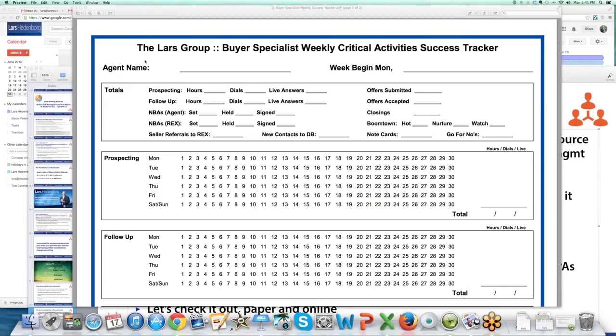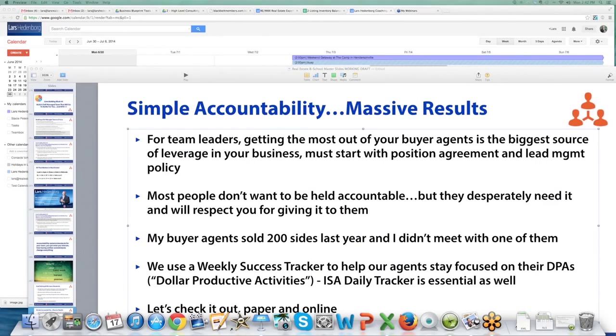So when they show up to our weekly buyer agent meeting, they have this success tracker with them, and they can easily talk about their week, what worked, what didn't work, what they were able to accomplish, not accomplish. They can see on Tuesday, Thursday, and Friday, they did no prospecting whatsoever, even though they knew they were supposed to. So it gives them a true assessment of really what's going on in their business. So that's the buyer specialist tool that we use.